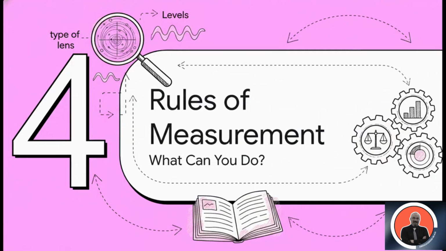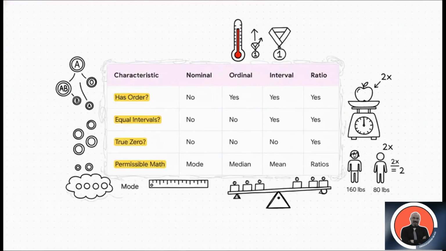So why does any of this matter so much? Because the level of measurement, the type of lens you're using, sets the rules for what you're allowed to do with the data. It determines what kind of analysis will give you a meaningful, clinically relevant answer, and what will just give you nonsense. This table here just breaks it all down perfectly.